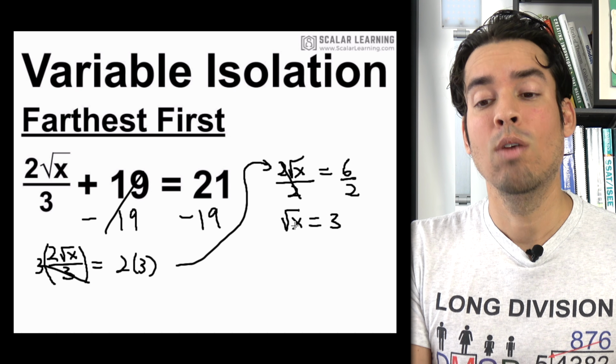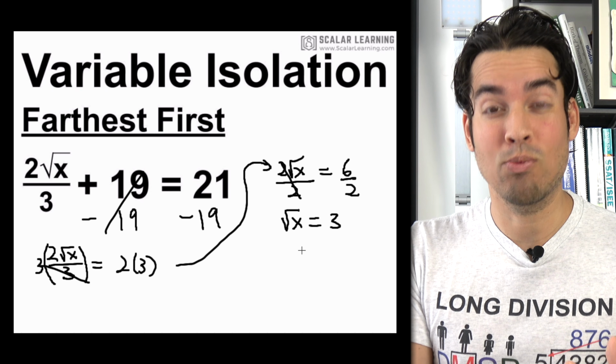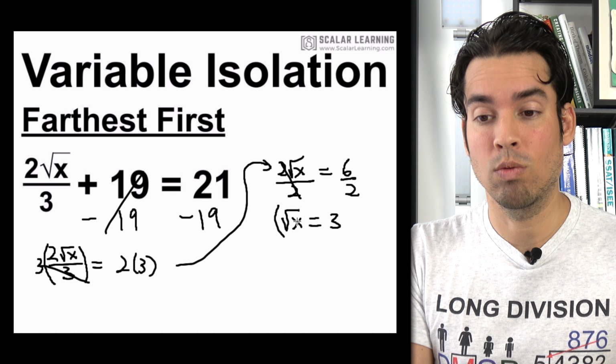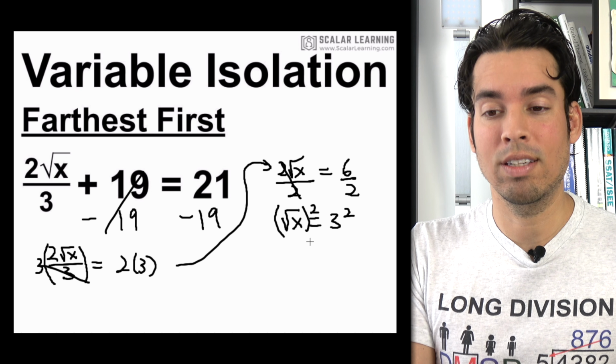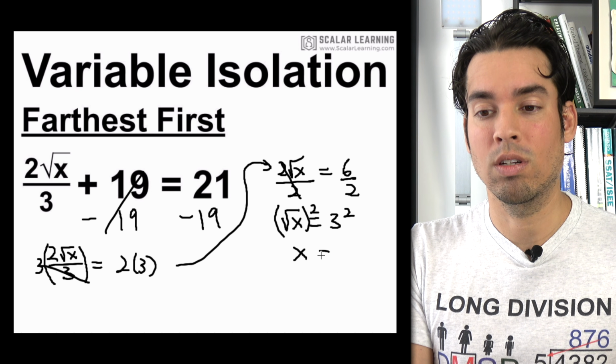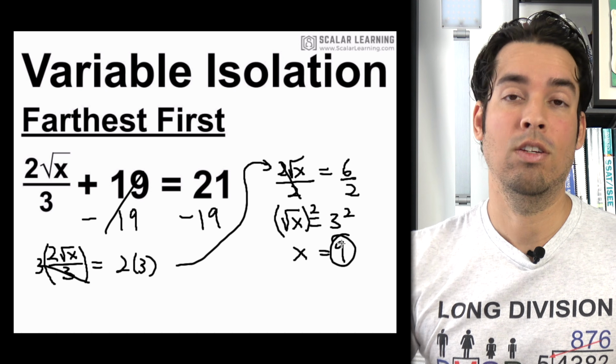And last but not least, we need to undo the square root. I need to get rid of that square root. What's the opposite of a square root? It's squaring both sides. So the square root of x squared is just x, and 3 squared is of course 9, and there's your answer.